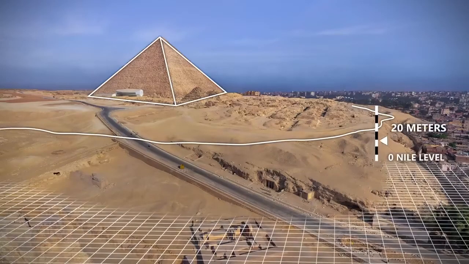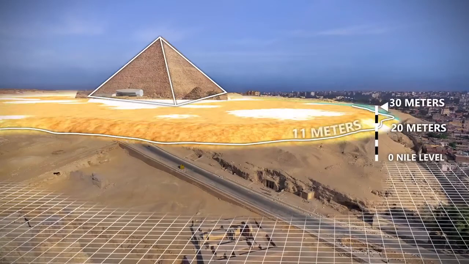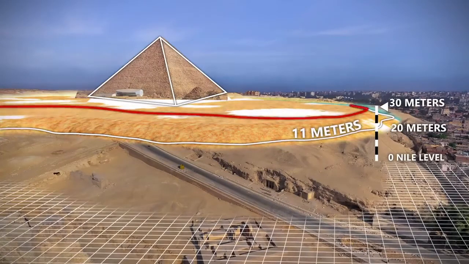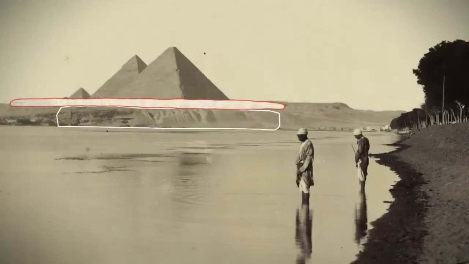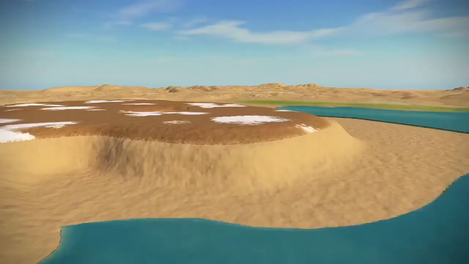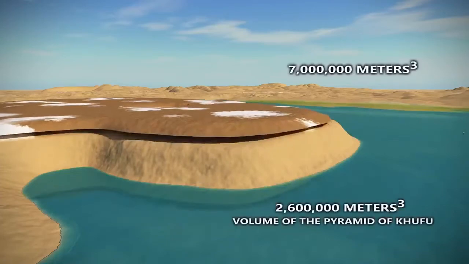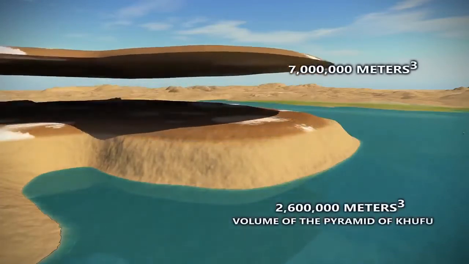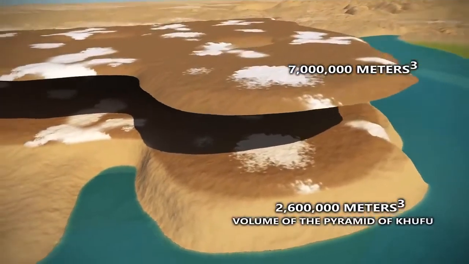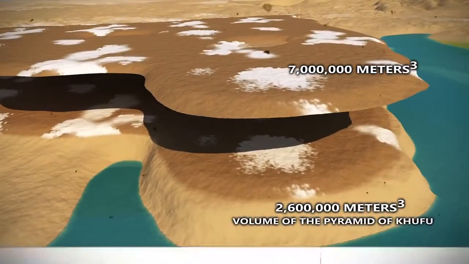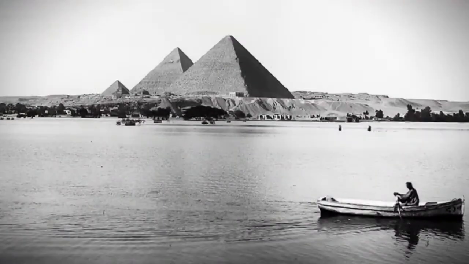Above the present hill, there was soft clay limestone about 11 meters thick, which made a hill 30 meters high at the time. Here is how high the soft limestone wall was at the time. 11 meters of clay limestone represents approximately 7 to 8 million cubic meters, which is more than enough to build 3 pyramids with mastabas all around. The volume of the Great Pyramid is only 2.6 million cubic meters.